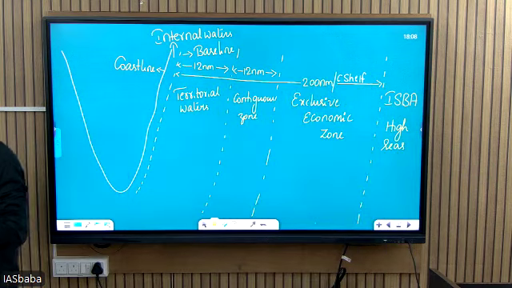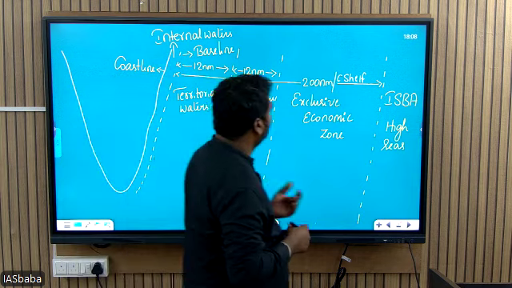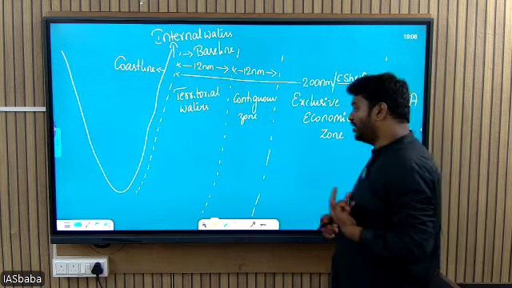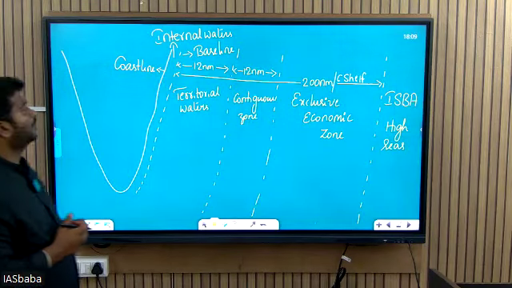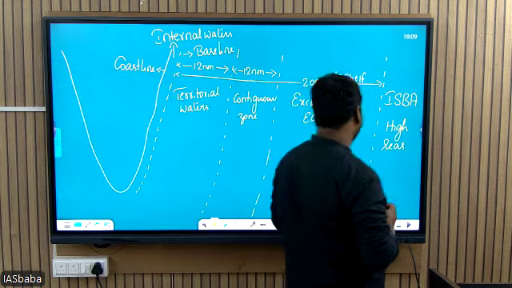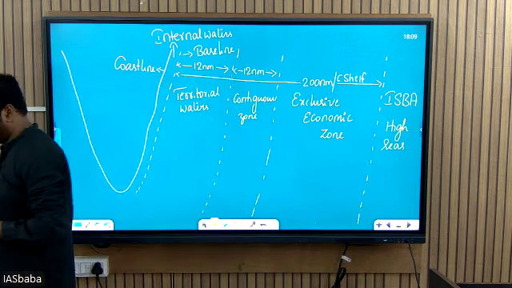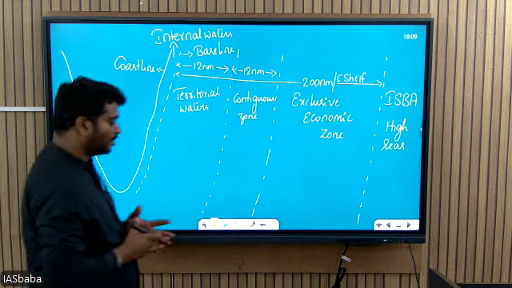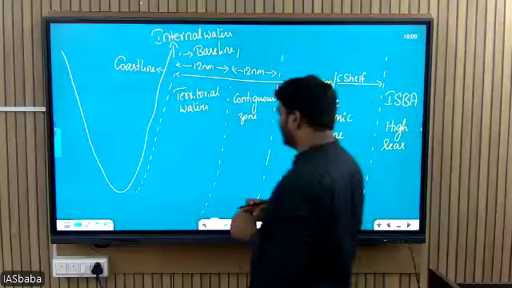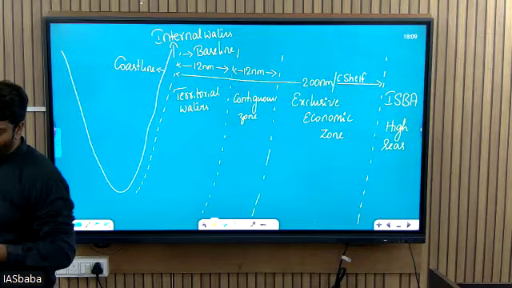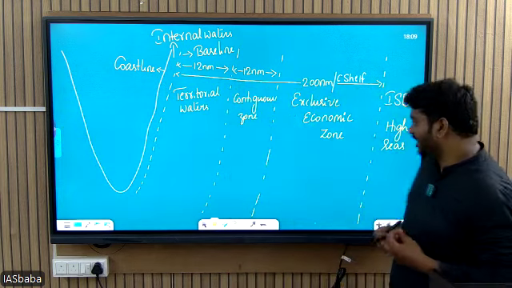Next paragraph. Whenever the continental shelf is more than 200 nautical miles, then the exclusive economic zone is also more than 200 nautical miles, and it would be equal to the continental shelf.